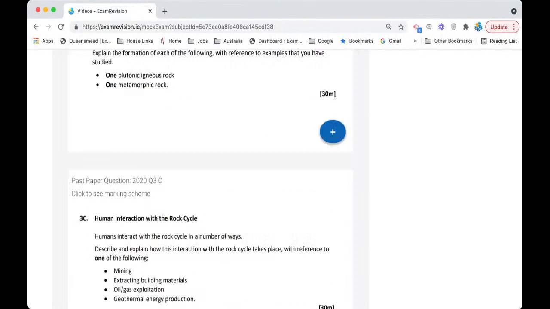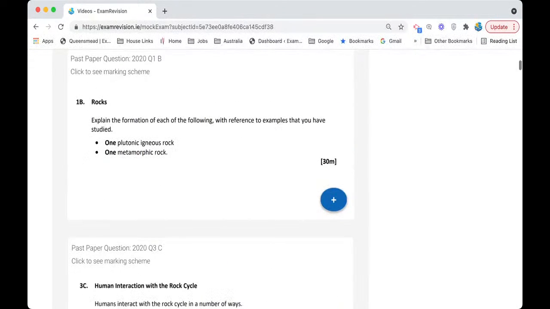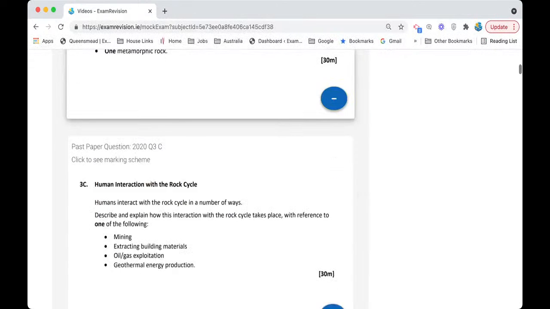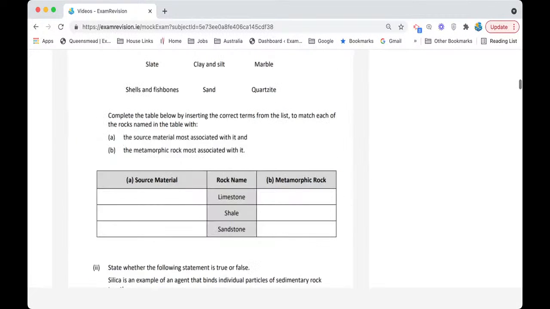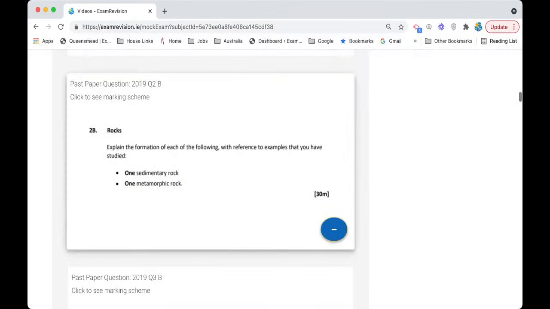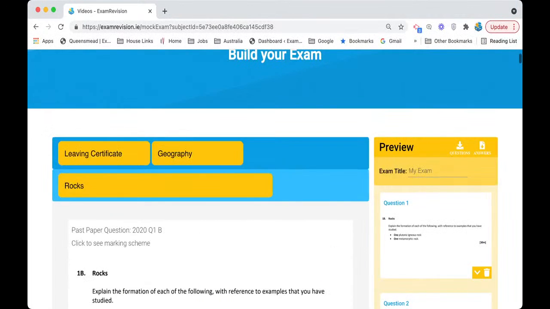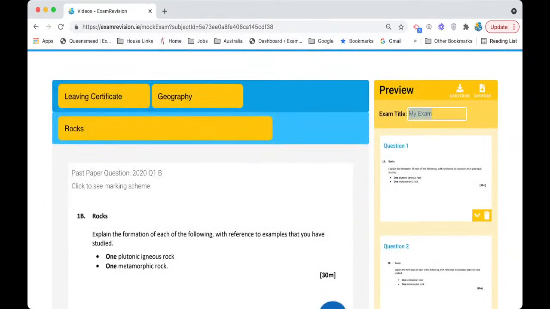If you wanted, you could build your own exam paper. So you could add that question on, add this one, and so on, and then you've got your own paper here, which you can call rocks, whatever it might be, and then you can download it, and you've also got the marking scheme to go with it.